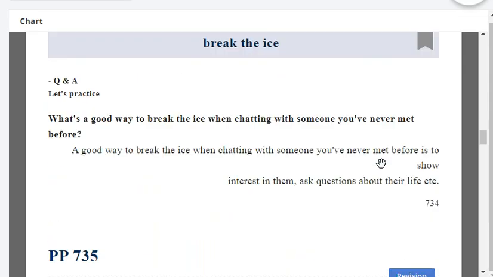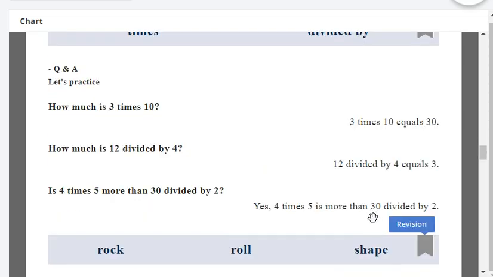What's a good way to break the ice when chatting with someone you've never met before? A good way to break the ice when chatting with someone you've never met before is to show interest in them, ask questions about their life, etc. Very good.